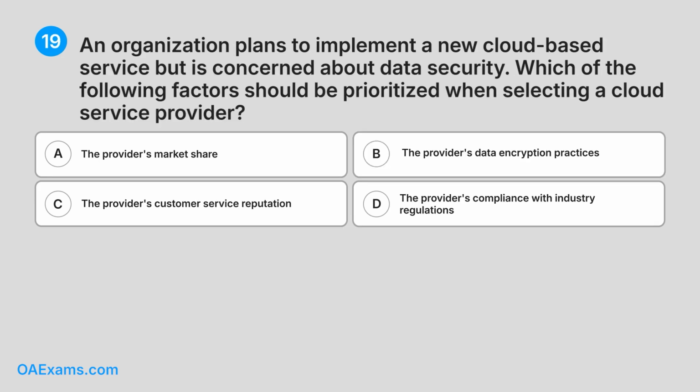19. An organization plans to implement a new cloud-based service, but is concerned about data security. Which of the following factors should be prioritized when selecting a cloud service provider? A. The provider's market share. B. The provider's data encryption practices. C. The provider's customer service reputation. D. The provider's compliance with industry regulations. What do you think is the answer?